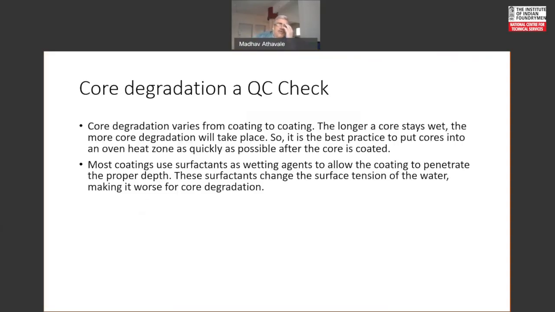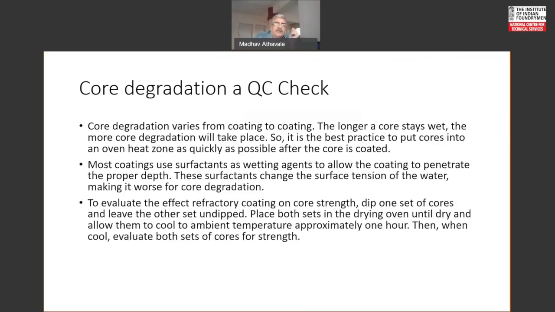Now, a few quick points on core degradation. The carrier of the coating can attack the binder system, as we discussed earlier. So longer the core stays wet, more can be the degradation. So it is essential that we send either flame off for spirit-based coating, or we send it into a drying oven for water-based coating as quickly as possible. Many coatings will use surfactants as wetting agents, and they will increase the penetration of the coating inside the core surface. So that one has to be very careful.